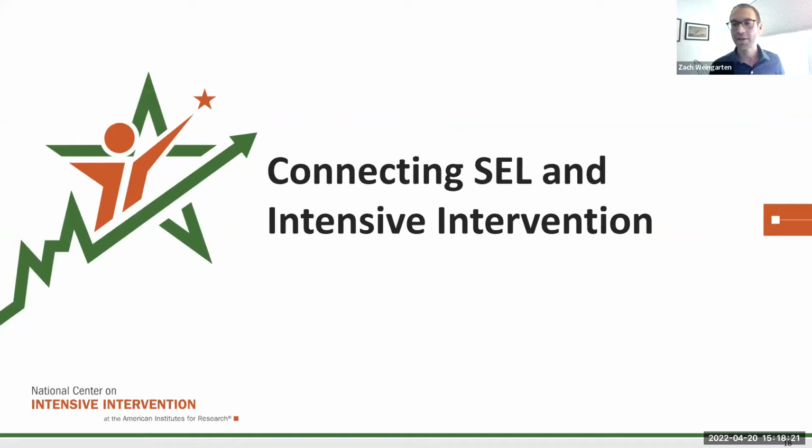Great. So now that we've had a chance to explore a little bit of the background about intensive intervention and social and emotional learning, we want to start to draw some connections between these two areas. And so we want to start off by thinking about, from the big picture lens, what are some connection points we can make between these areas, and then we're going to talk more specifically about building the social and emotional competencies of students with intensive needs.